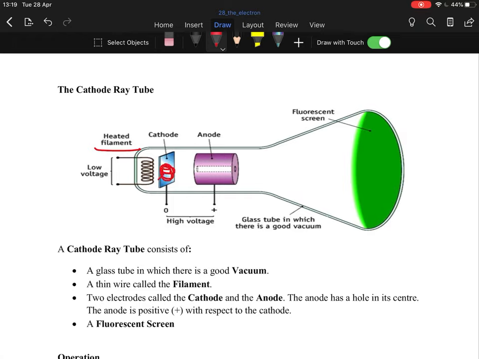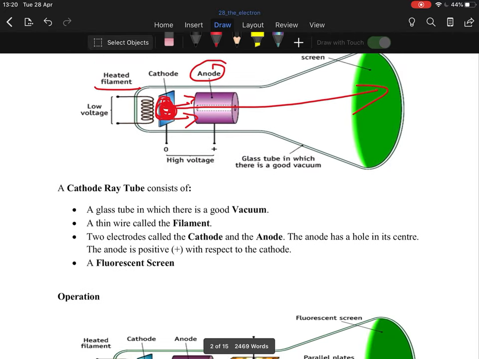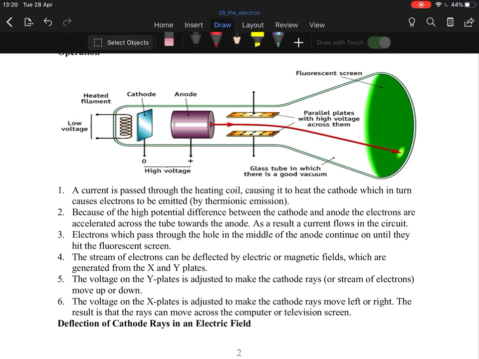What happens is that when you heat up the filament, it heats up the cathode here, so there's a high negative charge building up. The anode therefore appears positive, and the electrons jump across. Some electrons will be diverted out to hit the screen. So it heats the cathode, which gains electrons, and the electrons jump to the anode because the anode now appears positive. And we have these parallel plates, and what we do with them, I'll discuss in a second, is move the electron.